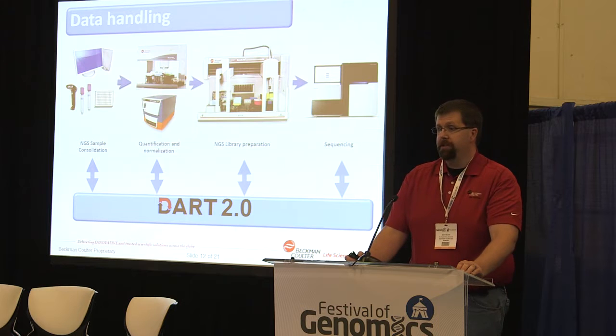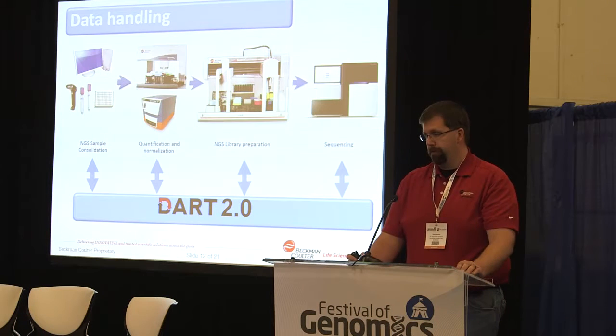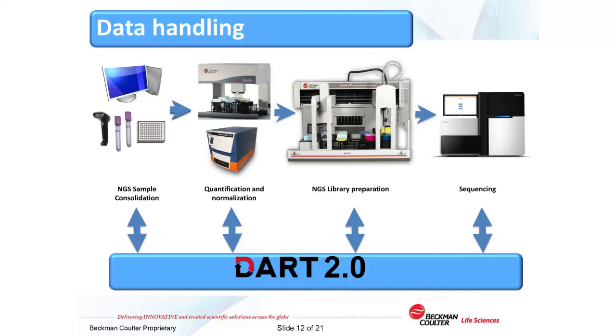So DART actually interfaces with a number of different points along this workflow. You can import data directly into DART, and I'll go over a couple ways of doing that in a minute. But it can also take data from associated devices. So if you have a plate reader attached to your network, you can take your quantification data from your plate reader and dump it straight into DART. It also captures all the information from the Biomek liquid handler, and then it can use that information to feed straight into the sequencer for setting up your sample sheet.